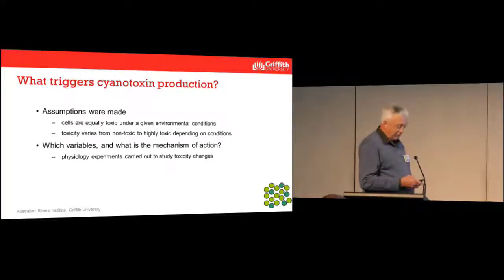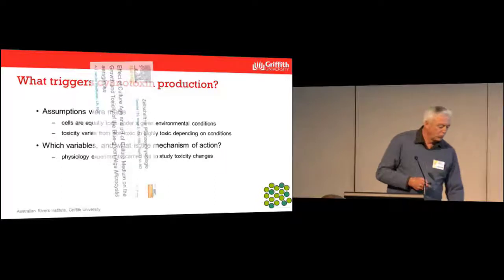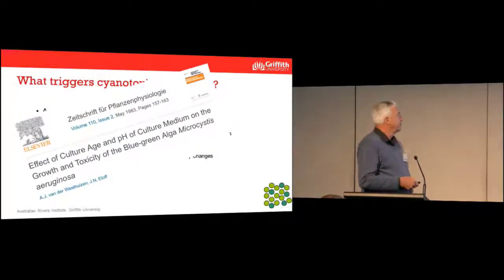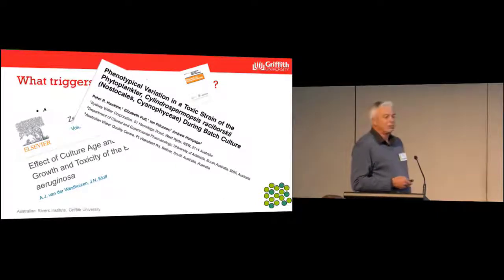So a number of physiology experiments were carried out over the years, and this is just a selection of a couple of them to show you the wide range of studies that have been done. Van der Westhuizen and Elof in South Africa were studying the effect of pH and of culture medium on the production of microcystin by Microcystis aeruginosa. Peter Hawkins with Andrew Humpage and Ian Falconer were looking at cylindrospermopsin production by Cylindrospermopsis during batch culture, looking at various strains and under various conditions, particularly nitrate limitation.